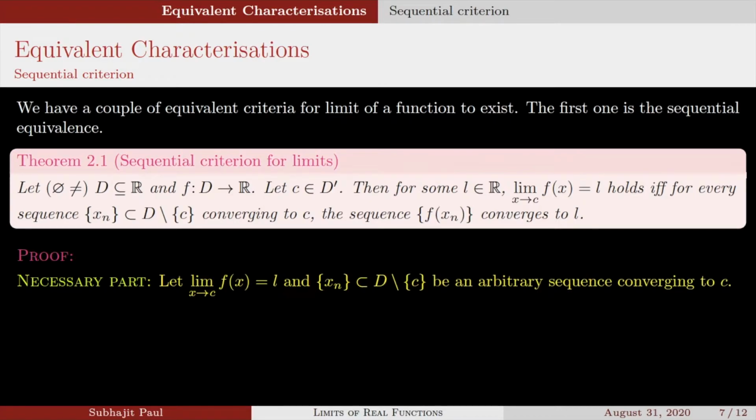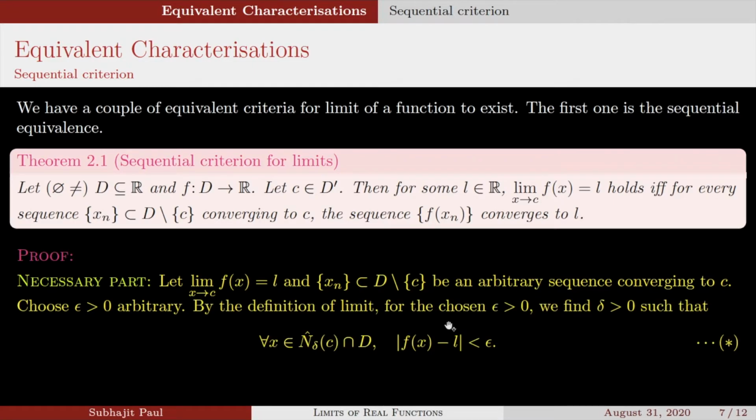Proof, necessary part. So let the limit exist, and we are trying to prove the sequential criteria. So let the limit as x tends to C of f(x) equal L, and let xn be an arbitrary sequence in D minus C converging to C. So we are going to show that f(xn) converges to L. This is what we are going to show.